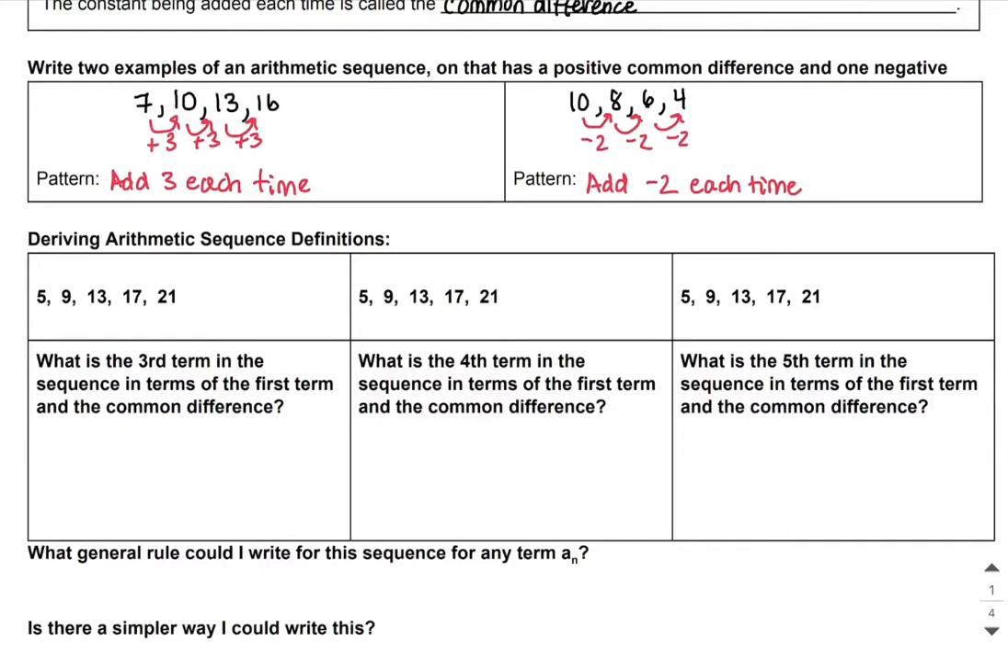The way that I'm going to label each term is a sub whatever position that number is in. So 5 would be a sub 1, 9 would be a sub 2, 13 would be a sub 3, 17 would be a sub 4, and 21 would be a sub 5. So that subscript is based on the position that number is in the sequence, or the list of numbers that was given to us. And we need that in order to talk about what we're going to talk about.